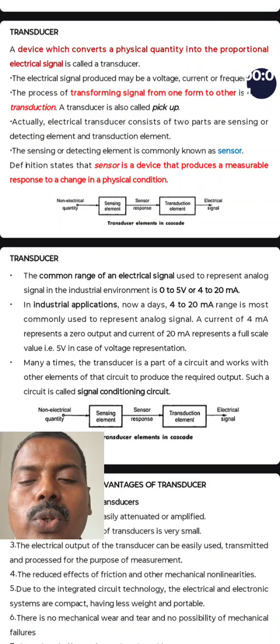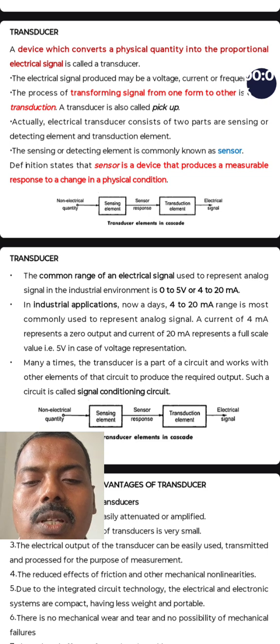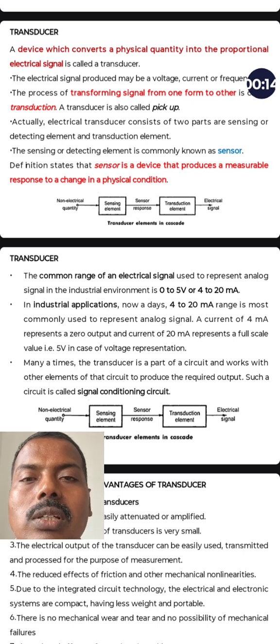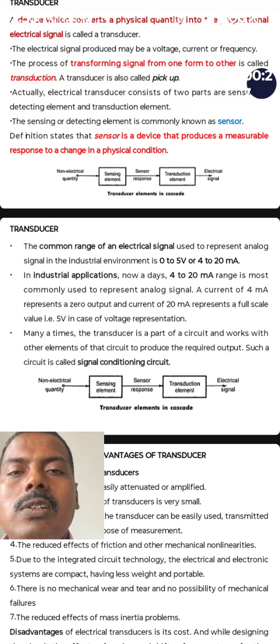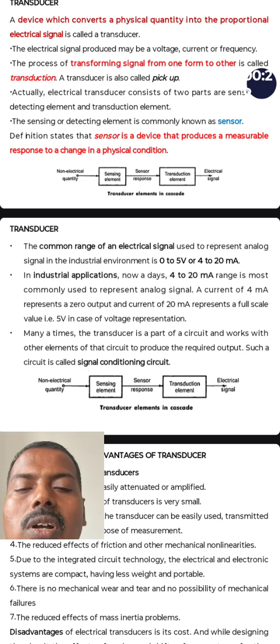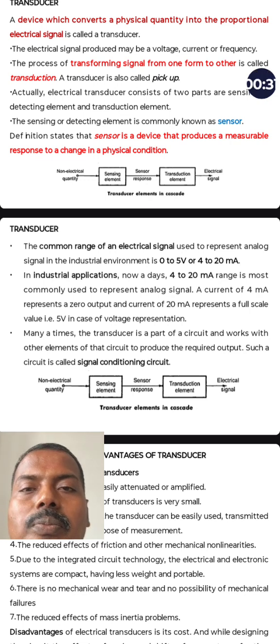Kumar. Today I am going to discuss the transducer. A transducer is a device which converts a physical quantity into a proportional electrical signal. The electrical signal produced may be a voltage, current or frequency. The process of transmitting a signal from one form to another is called transduction. The transducer is also called a pickup.